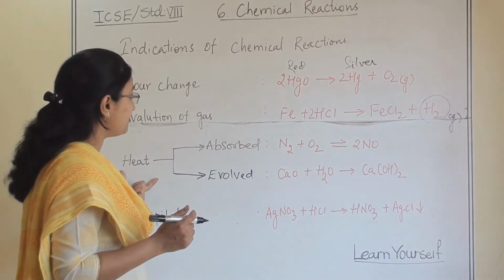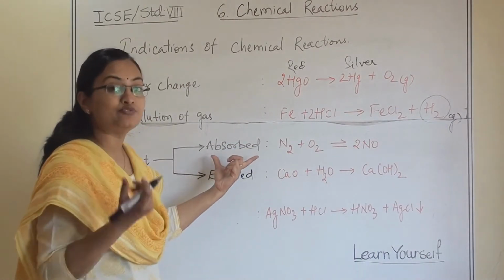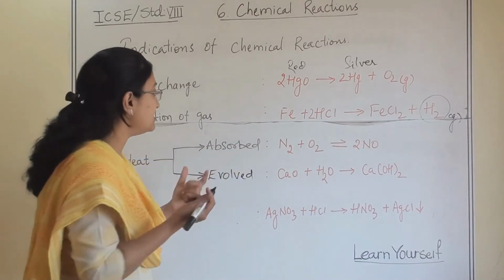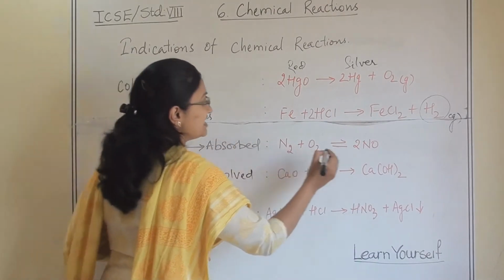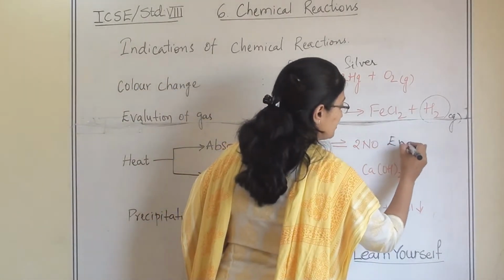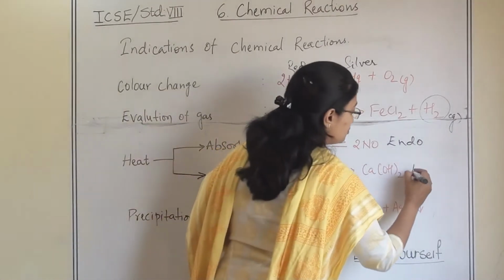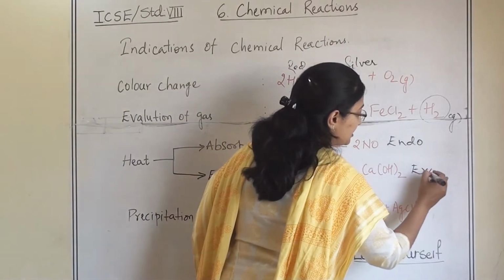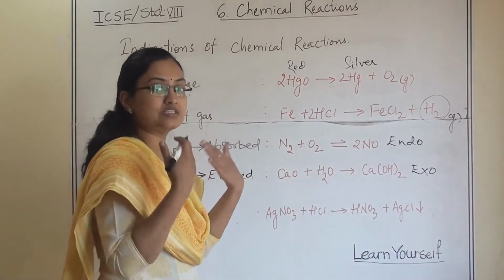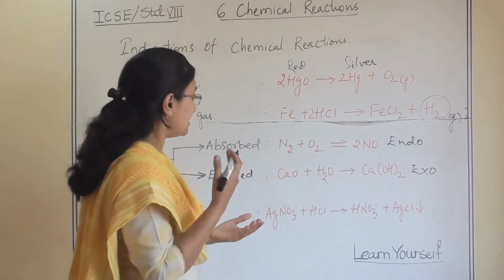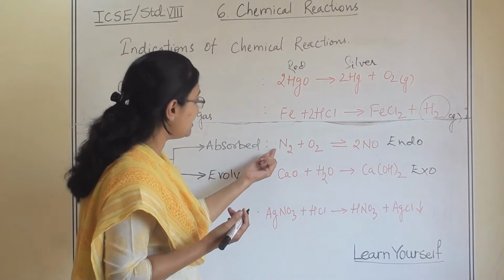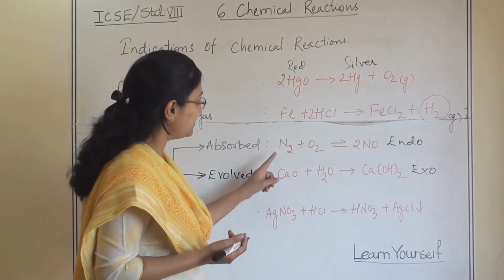In the form of heat, when it is absorbed, this reaction is known as endothermic reaction. And when heat is evolved, that reaction is known as exothermic reaction. Exo means it is liberating the heat. So there are two different examples for that.